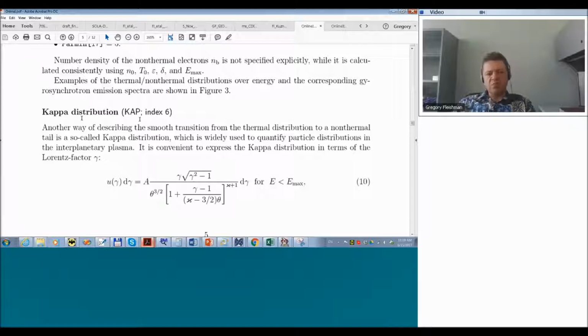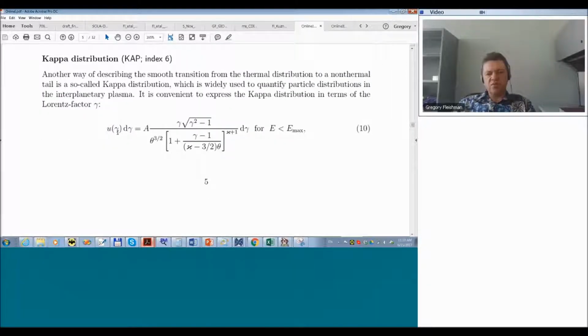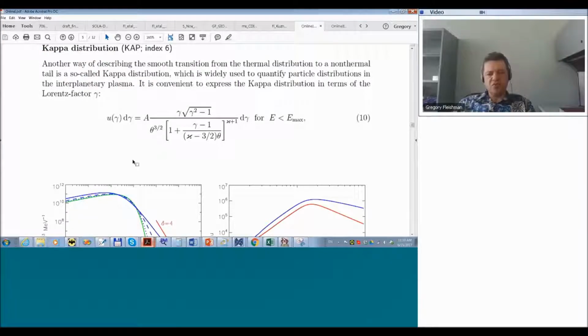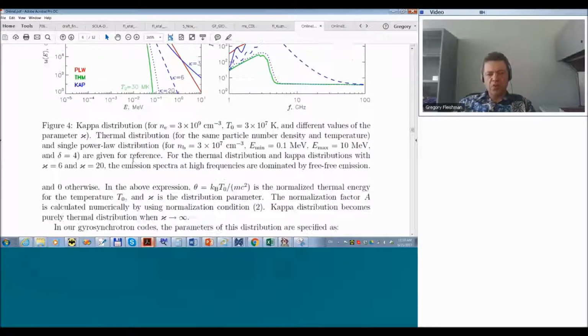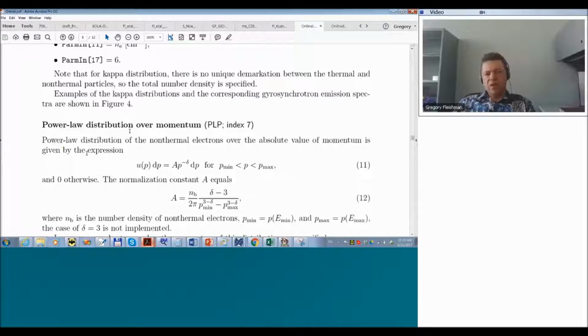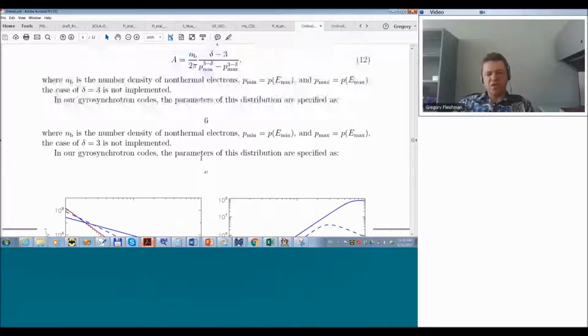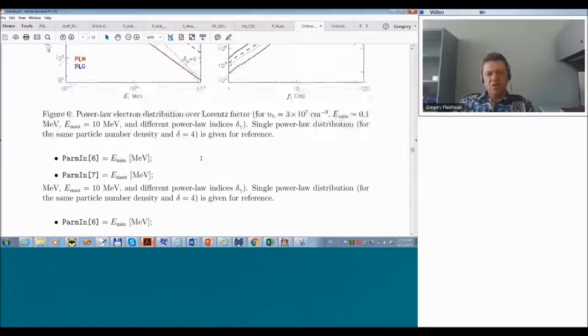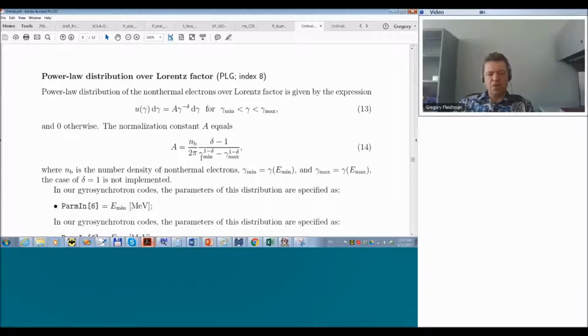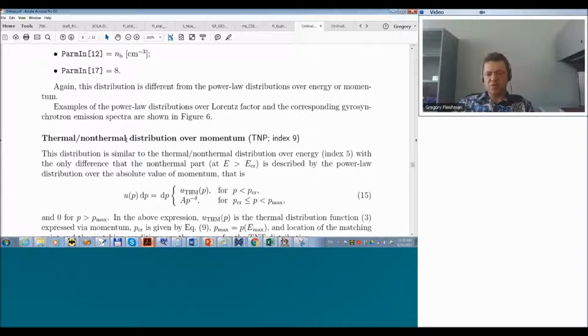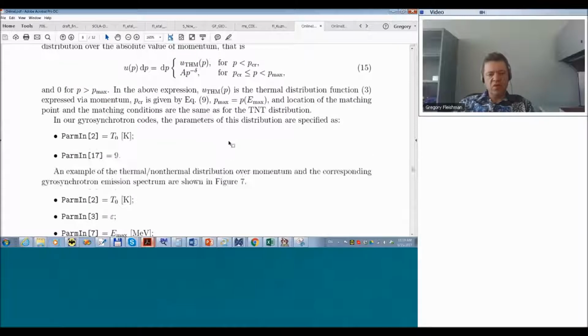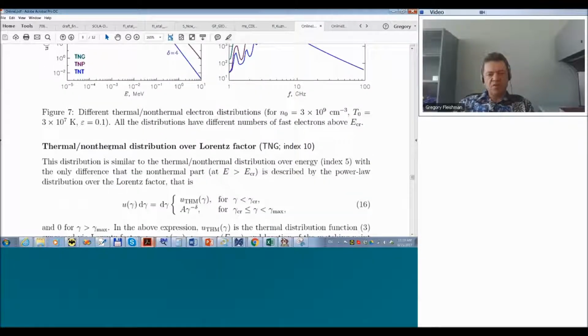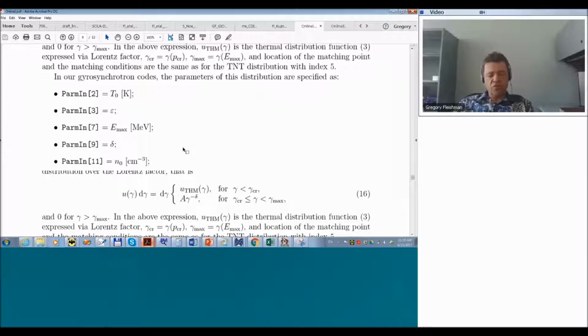Somewhat different is the kappa distribution. Here's the equation for it. What else? We can implement power law distribution over various variables: over energy, momentum, or Lorentz factor. All these are a little bit different from each other. And then the thermal, non-thermal distribution over momentum, and thermal, non-thermal distribution over Lorentz factor, and a couple more.